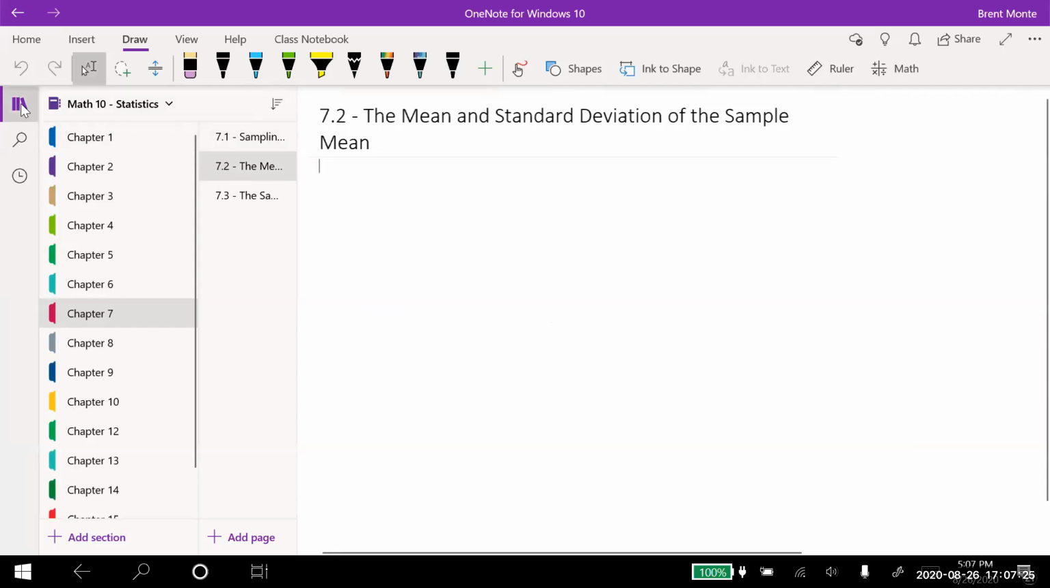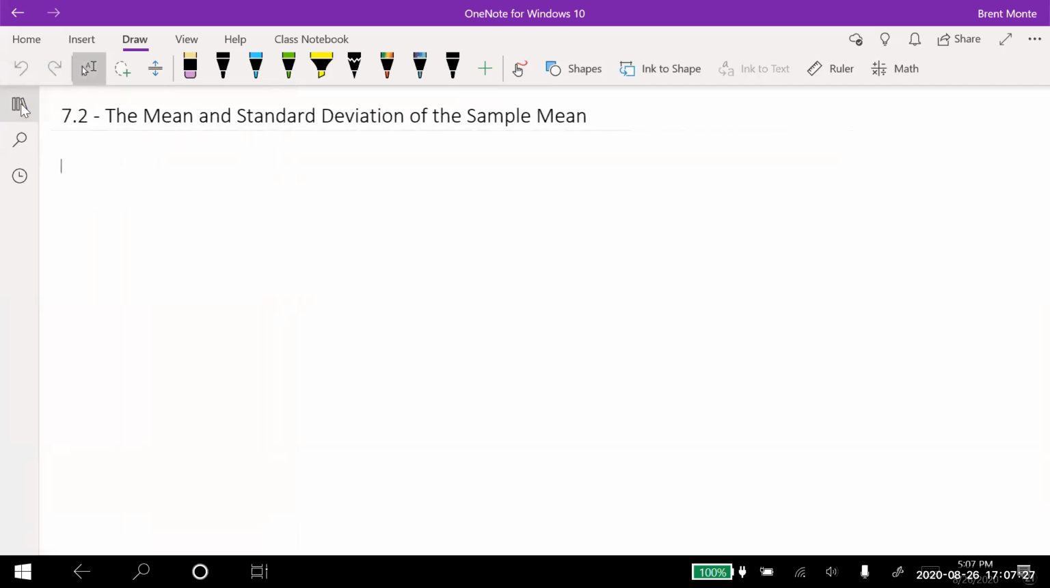7.2, notice the mean and standard deviation of the sample mean. So here's what we're doing here. From that previous problem, from section 7.1, what we noticed was that the mean of x bar, the population mean of all those sample means, was exactly the same as the population mean. Remember, we got 3 for both of those.